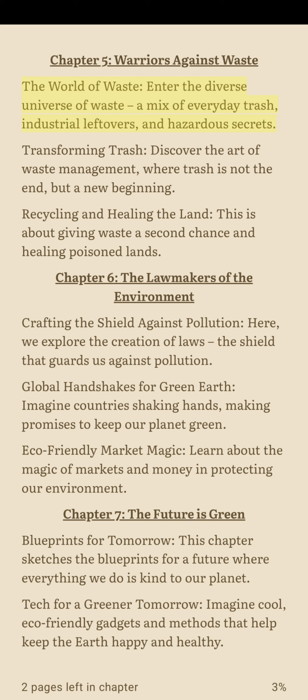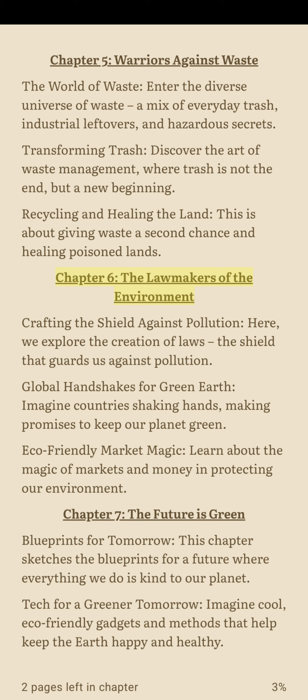Enter the diverse universe of waste, a mix of everyday trash, industrial leftovers, and hazardous secrets. Transforming trash. Discover the art of waste management, where trash is not the end, but a new beginning. Recycling and healing the land. This is about giving waste a second chance and healing poisoned lands.